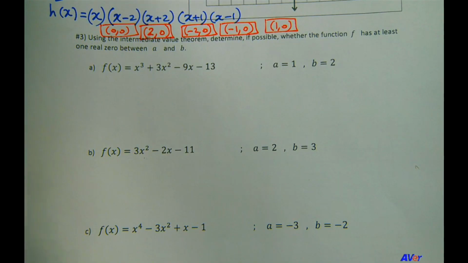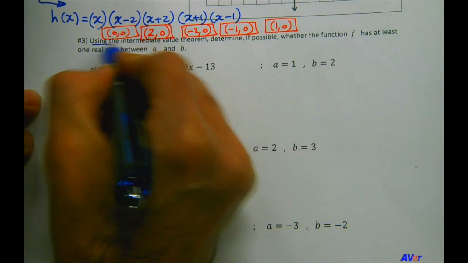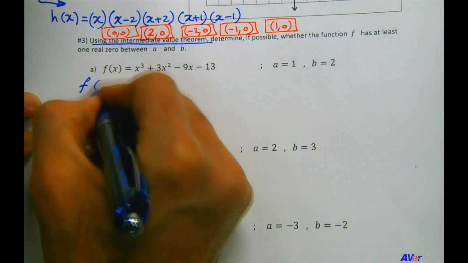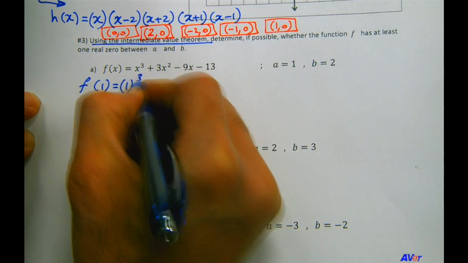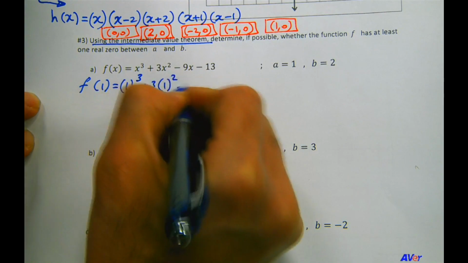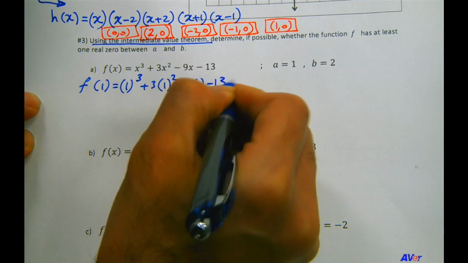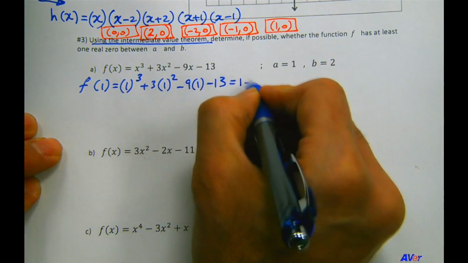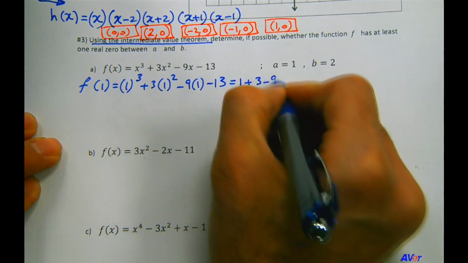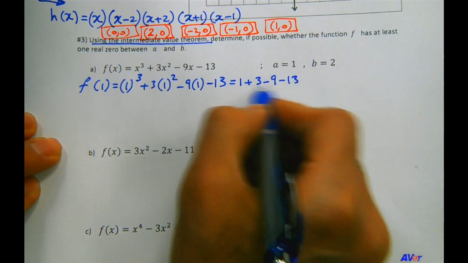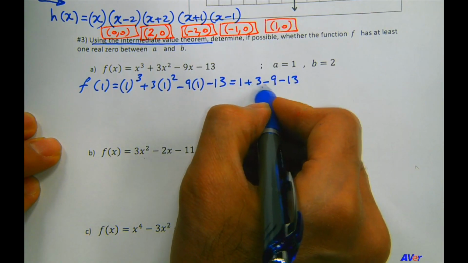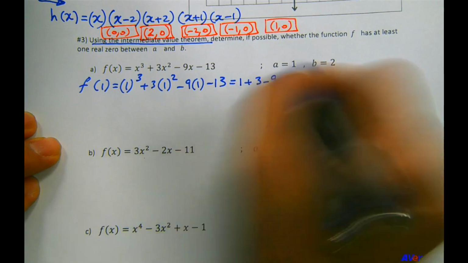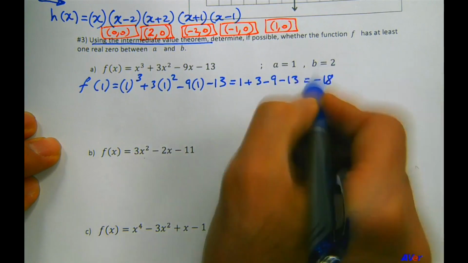Okay? So let's evaluate the function at these. When they say using the intermediate value theorem, that's what we're doing now. So the function at 1, right? So we have 1 plus 3 minus 9 minus 13. So we have minus 22 minus 20 minus 19, and then minus 19 plus 1 is minus 18, right? So note the algebraic sign at a.